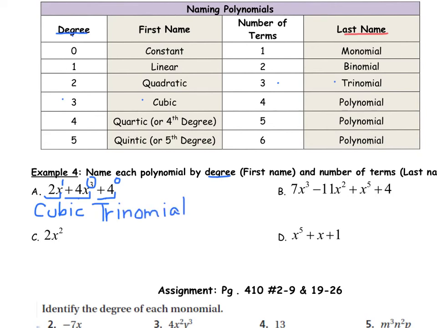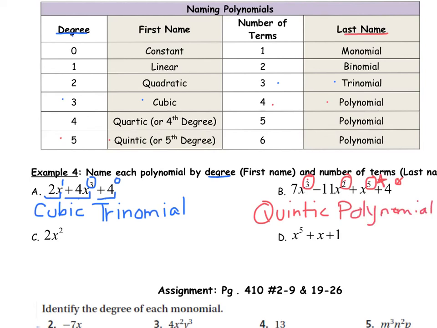When I look at B, I look for the degree, so I have an exponent of 3 on the first term, 2 on the second term, 5, and then 0. So the highest degree is 5, so we look at degree 5. We can use the word quintic, or you can say 5th degree. If it's anything higher than 5th degree, you can say 6th degree, 7th degree, 8th degree, etc. And there's 1, 2, 3, 4 terms, so 4 terms is a polynomial.